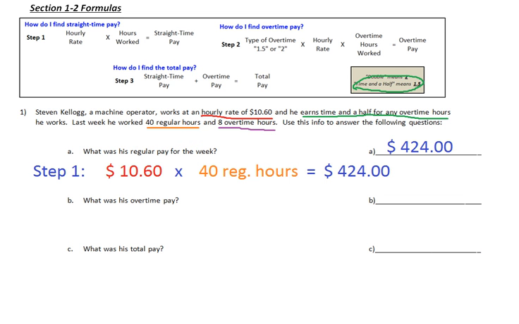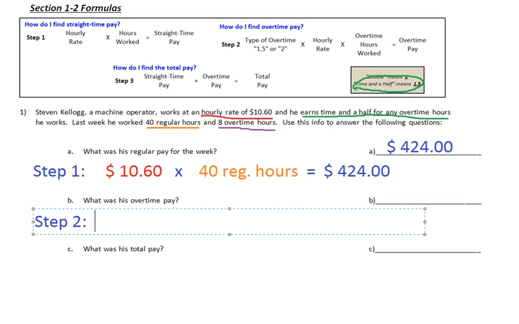Let's move on to letter B. Letter B, they're asking for Stephen's overtime pay. In order to find his overtime pay, we are going to have to use step 2. With step 2, we need to know right off the bat, what type of overtime is Stephen having? Well, it says in the paragraph in green that he earns time and a half. So for time and a half, we're going to write in the number 1.5. We get that from that little cream beige colored box up in the formulas, and there's even a green circle inside that box around time and a half, which means 1.5.